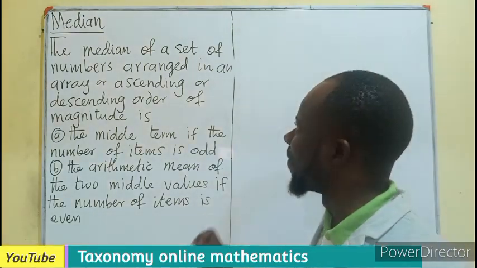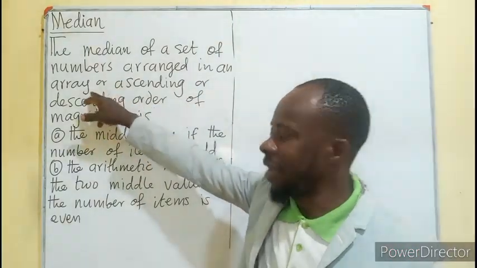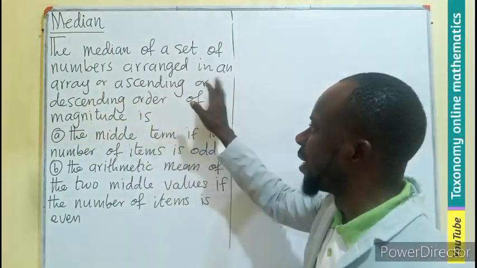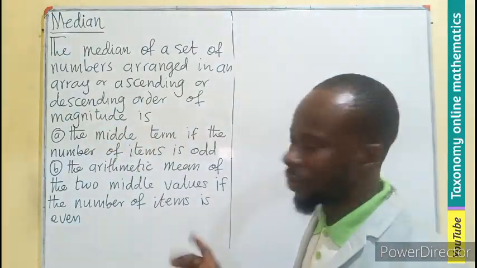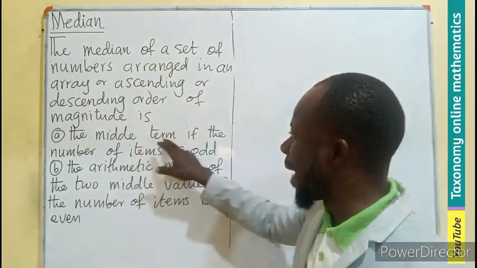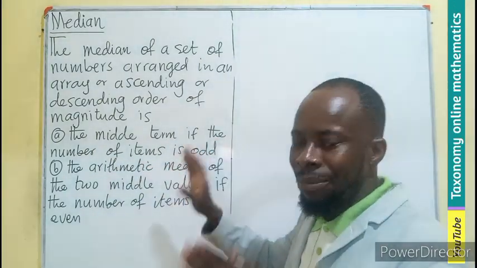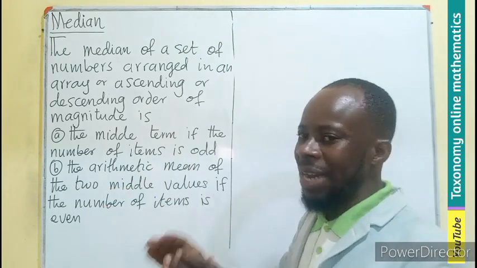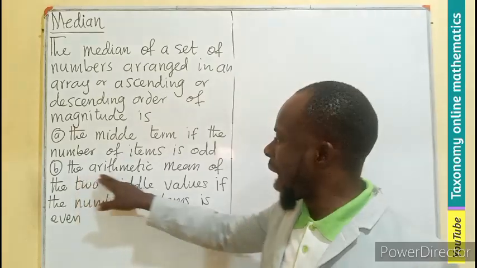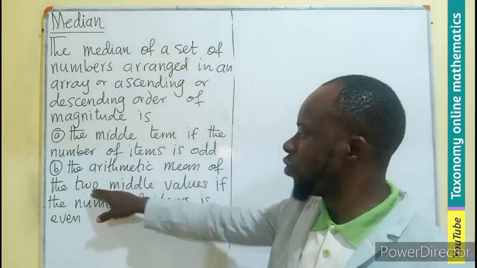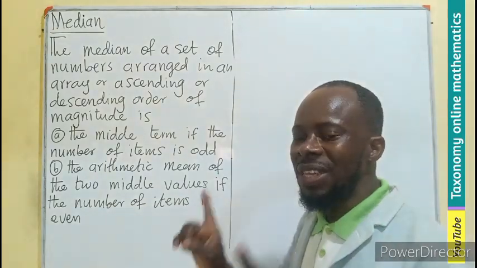So the median of a set of numbers arranged in an array, which means ascending or descending order of magnitude, is: 1, the middle term if the number of items is odd. The middle term of the data, if the number of items, the entries, is an odd number. Then 2, the arithmetic mean of the two middle values if the number of items is even.